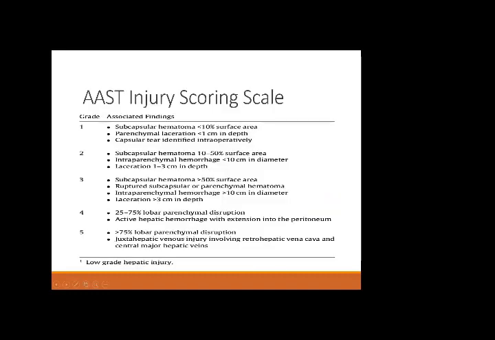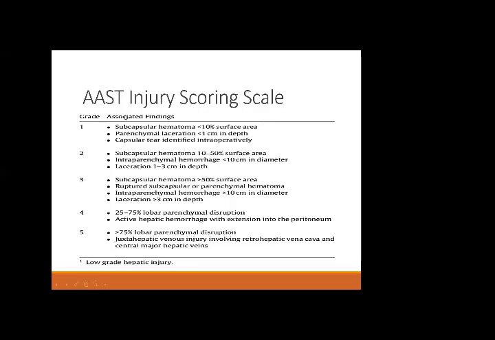The American Association for the Surgery of Trauma decides liver injury in certain grades, grade 1, 2, 3, 4, 5. Grade 1 is mild and grade 3 is moderate, and grade 4 and 5 are more severe as compared to grades 3 and 1.